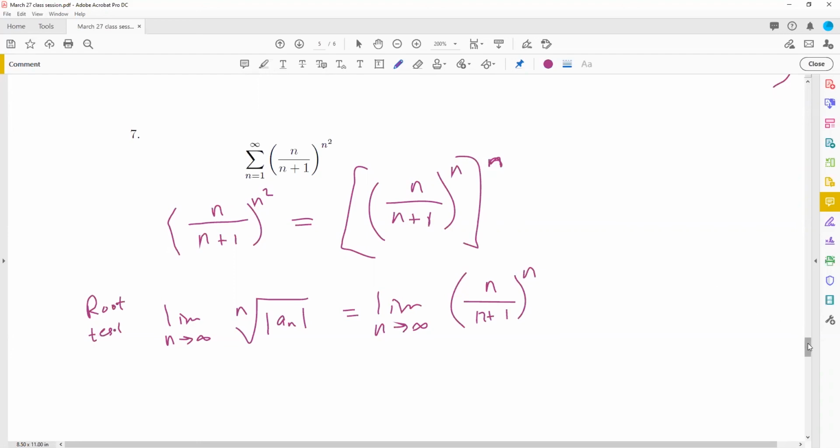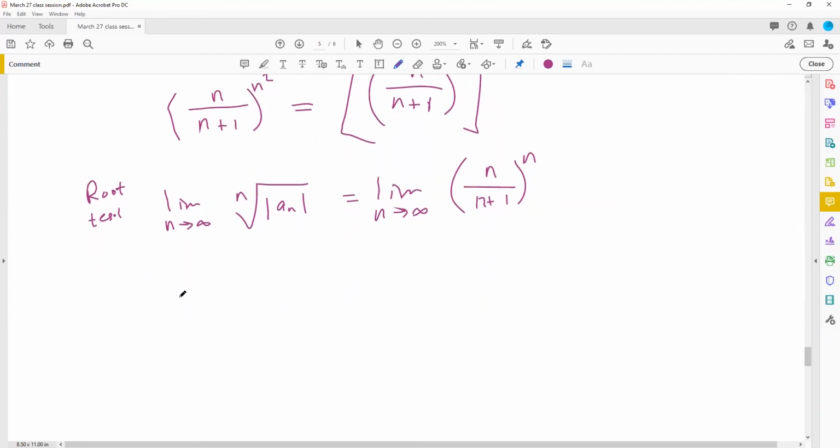But let me do this, okay? Instead of solving that one, let me show you something else. If I take (n+1)/n instead, how is this related to that? It's a reciprocal, right? Okay, so now I can split it up like this. This is 1 plus 1 over n.